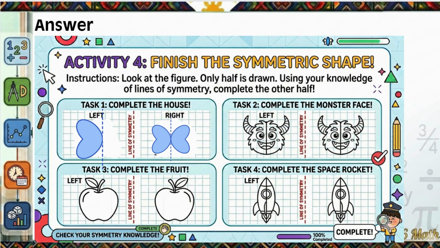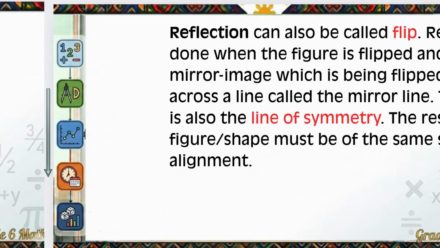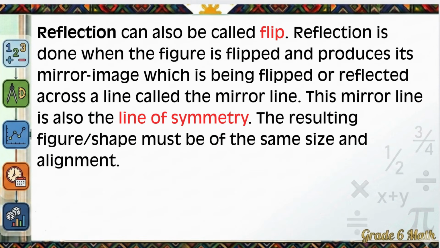Reflection can also be called flip. Reflection is done when the figure is flipped and produces its mirror image, which is being flipped or reflected across a line called the mirror line. This mirror line is also the line of symmetry. The resulting figure, shape must be of the same size and alignment.